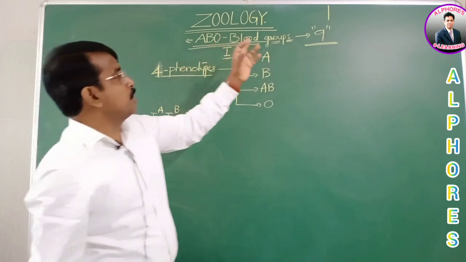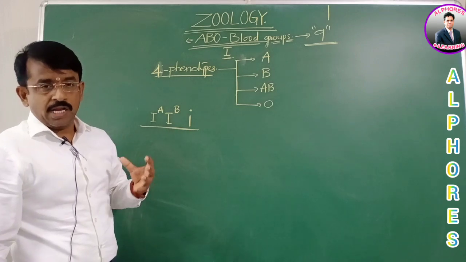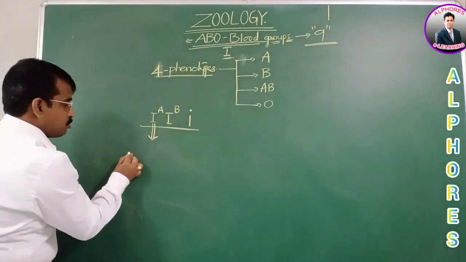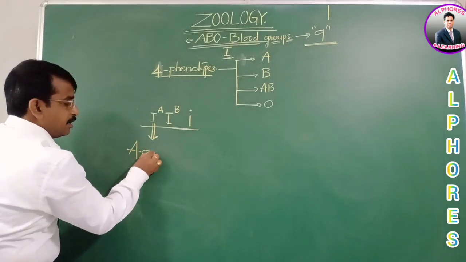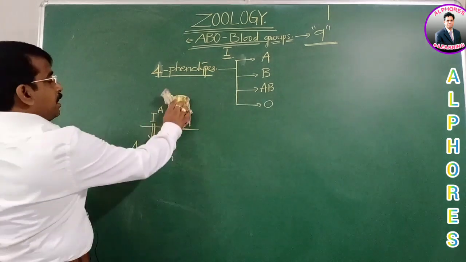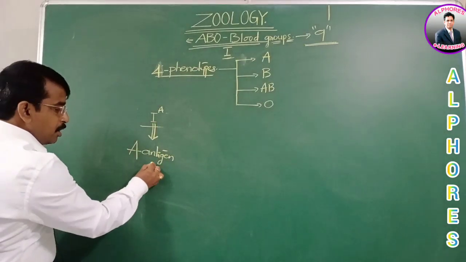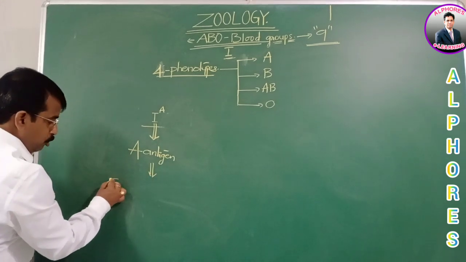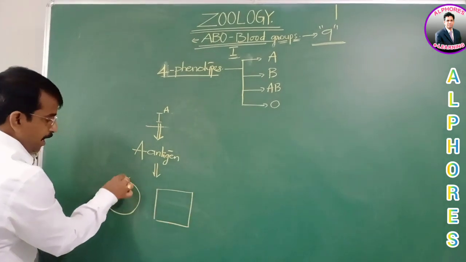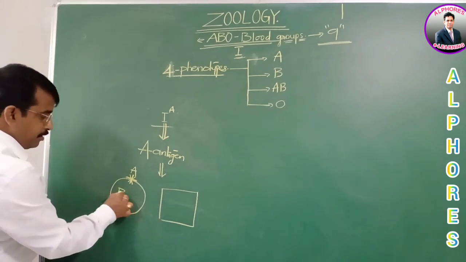Now, how do you determine this is A, B, AB and O? IA is an allele responsible for the synthesis of the A antigen. IA is an allele which synthesizes the A antigen, and the A blood group will have the A antigen on the plasma membrane of the RBC.